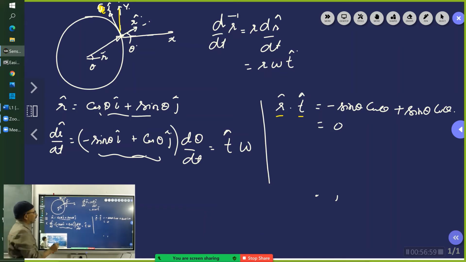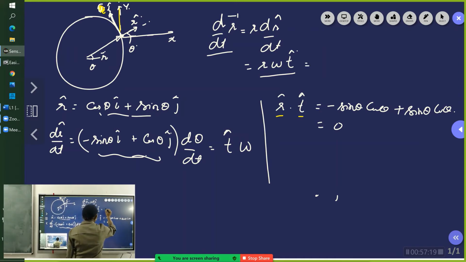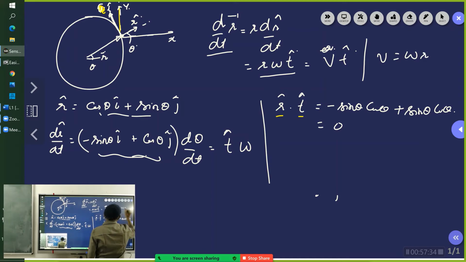Omega t cap. So that means the differentiation of this gives me a vector in the tangential direction, which is perpendicular to r cap, and that is tangential to the circle. And this, by dimensions, is representing the velocity in the tangential direction. Or I'll write here v t cap. In other words, now I will say that v is equal to omega r.